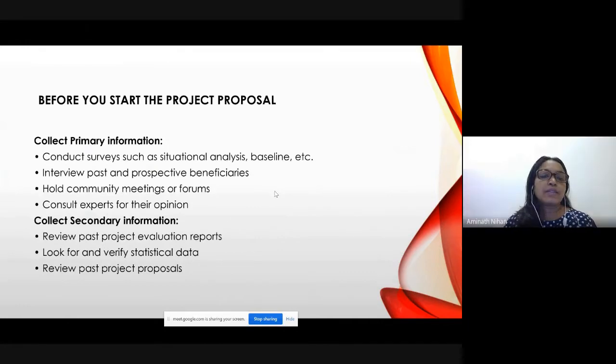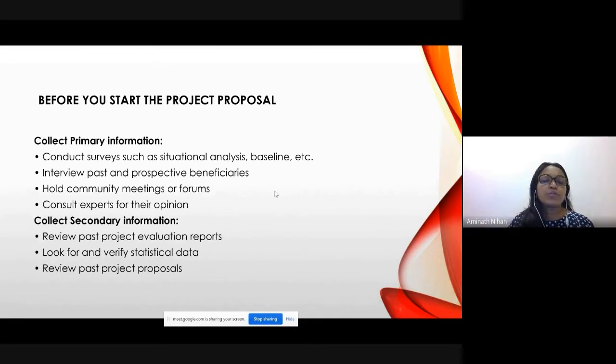So you can see here, collect primary information and collect secondary information. So primary information means first-hand accounts, first-hand information, right? Conduct surveys such as situational analysis, baseline, try to find out the severity of the issue, collect as much information about it through surveys with the target group, other types of establishing a baseline and all that, right? So first get to know the context, get to know the environment, how much of an impact this issue is causing, what its harmful effects are, or what needs to be done in order to make something better. So interview past and prospective beneficiaries.